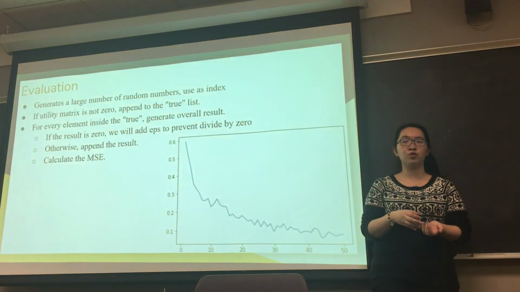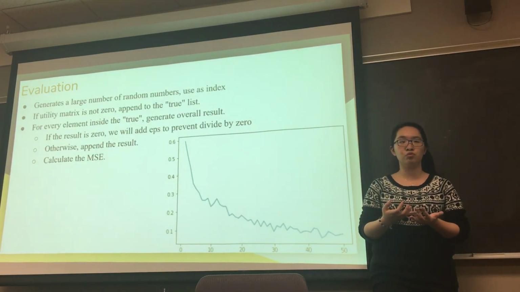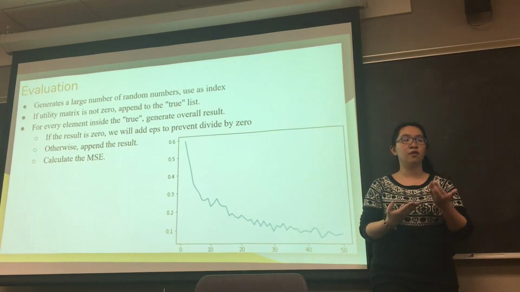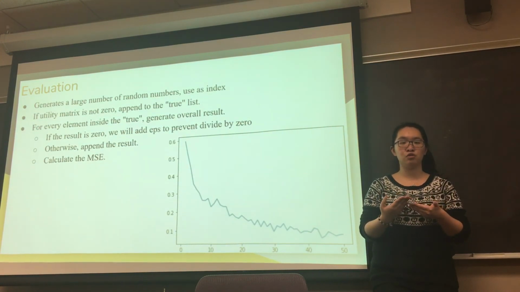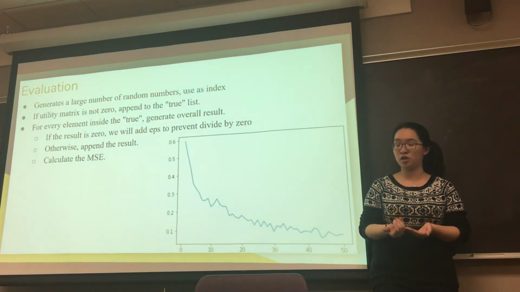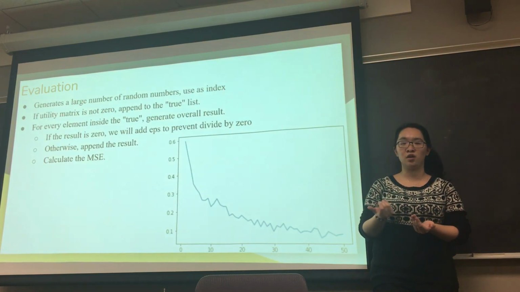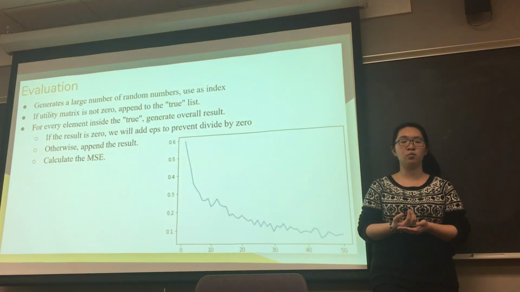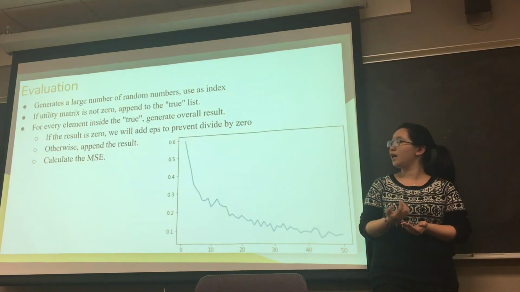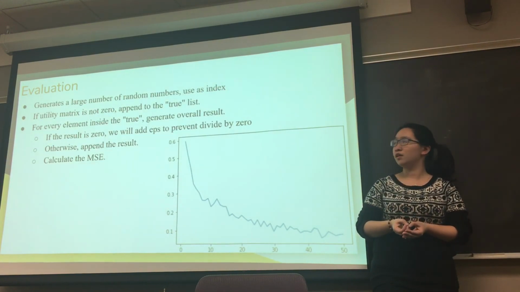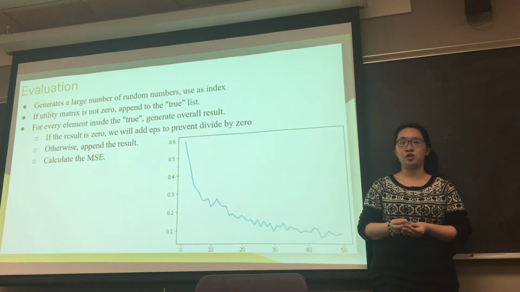Then for the evaluation, we first generate a very large number, which will be used for our index. Then we iterate through this index to find for every user whether the utility matrix is equal to 0 or not. If it's equal to 0, we eliminate that. Otherwise, we put that into a true list. Then we iterate through this true list to find what their recommendation would be by passing the utility matrix, user index, and how many friends you want to recommend. And for the error, we will do a mean squared error, which is MSE.